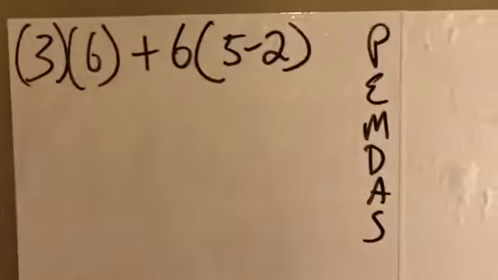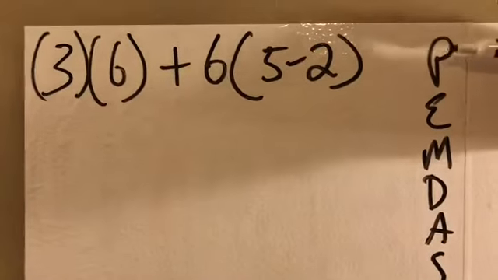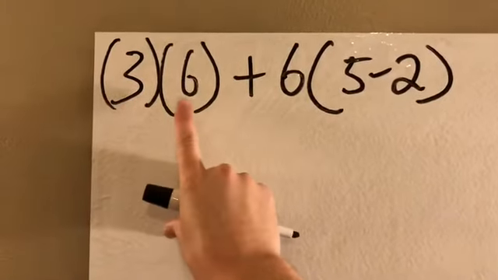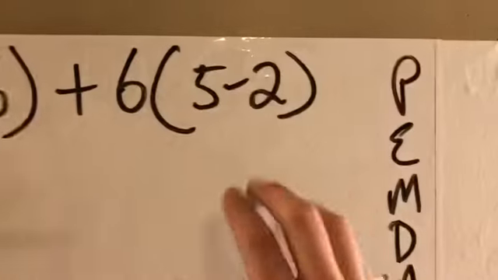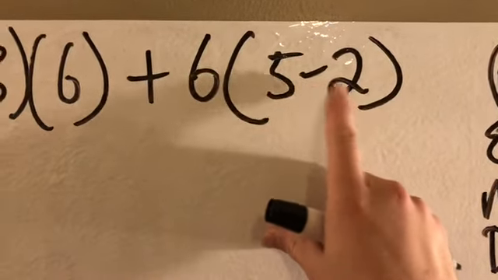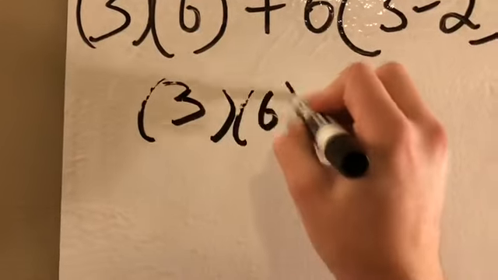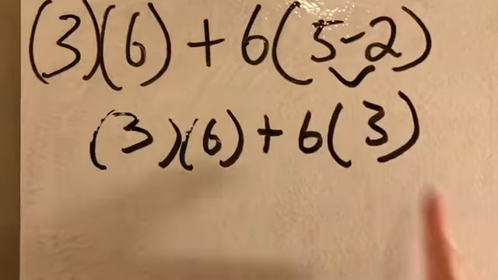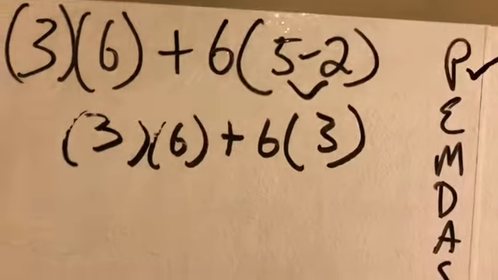Now let's start making these a little more complicated. So we're going to start with the P step. The parentheses only counts if there's more than one number inside. That only has 1 3 inside, that only has a 6 inside, so I'm not going to do that as part of my parentheses step. Parentheses only really applies when you have more than one number that you need to deal with, like 5 minus 2. So I'm going to write 3 times 6 plus 6. 5 minus 2 is 3. Now that there's one number inside the parentheses, I am done with the P step.